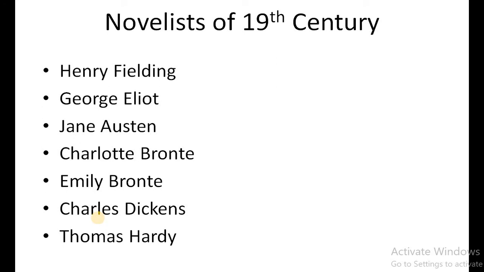Okay, first of all, we will discuss novelists of the 19th century. I'll just name those novelists to make you familiar with the type of literature produced at that time, who the novelists were, and then particularly we will discuss poetry as that is the topic of our discussion. So Henry Fielding produced works which were Joseph Andrews, Tom Jones, Jonathan Wild. I'm just naming their works so that you may have an idea of what type of works were produced by these novelists.